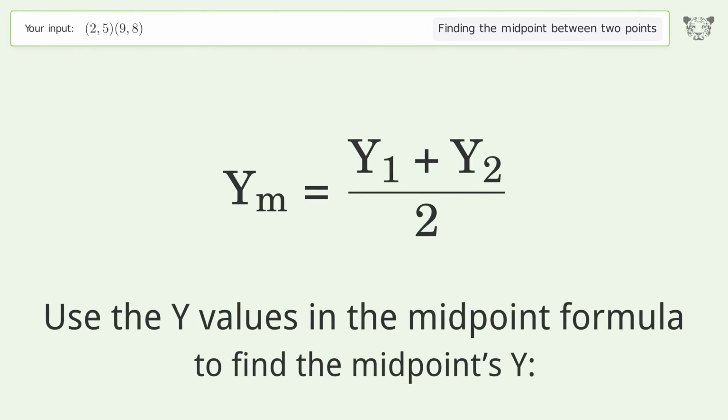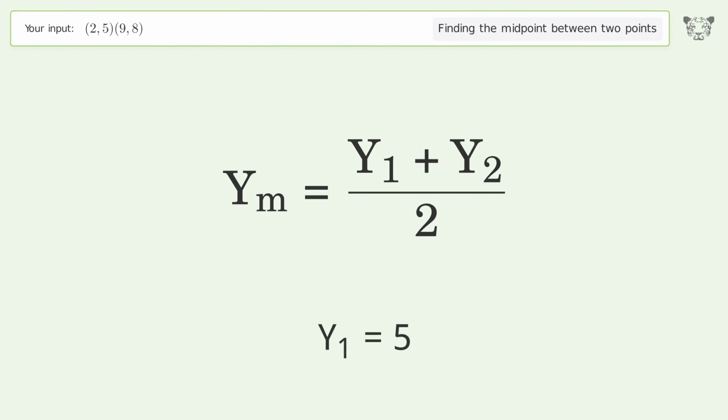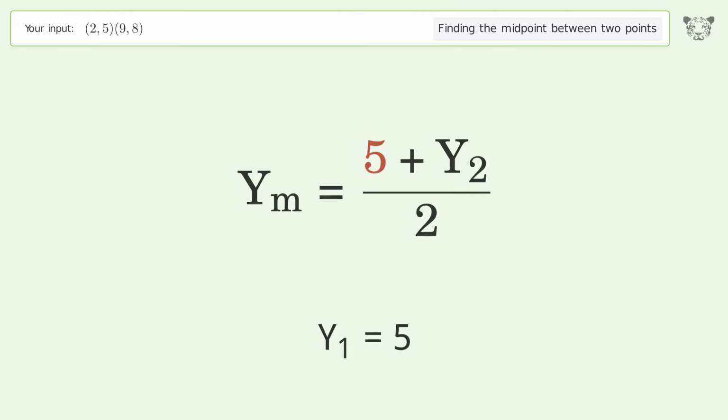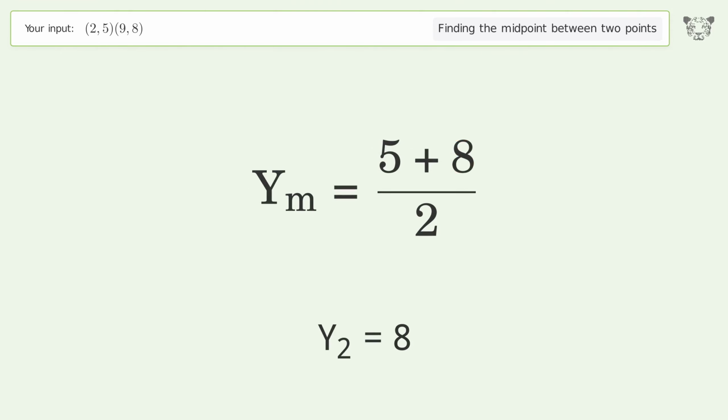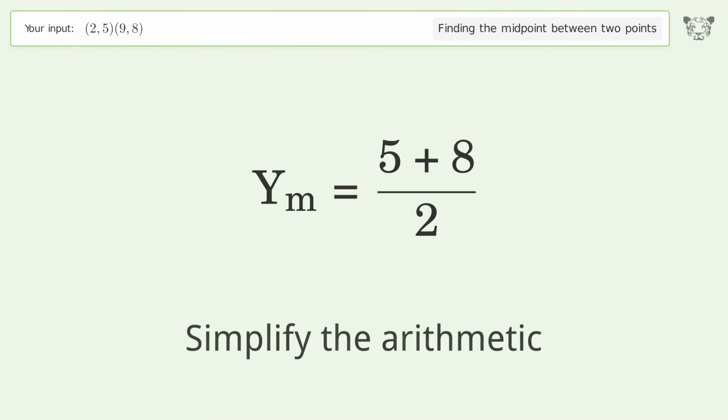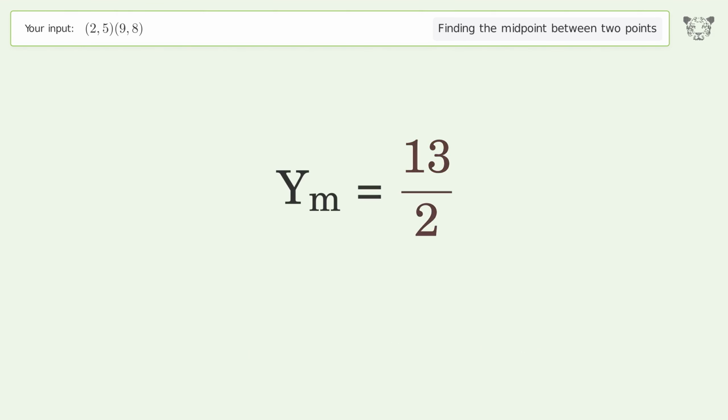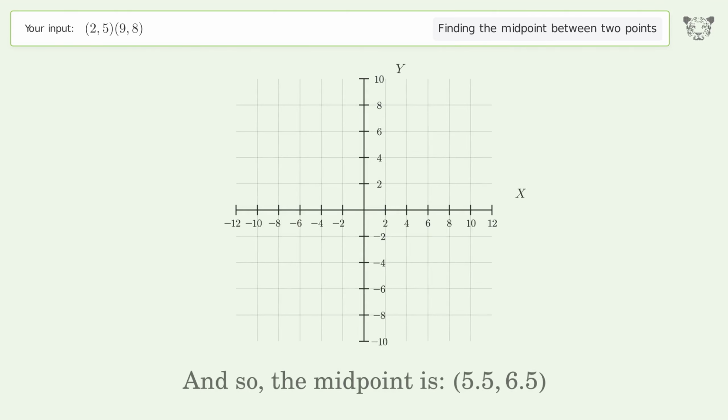Use the y values in the midpoint formula to find the midpoint's y. y1 equals 5. y2 equals 8. Simplify the arithmetic. And so, the midpoint is 5.5, 6.5.